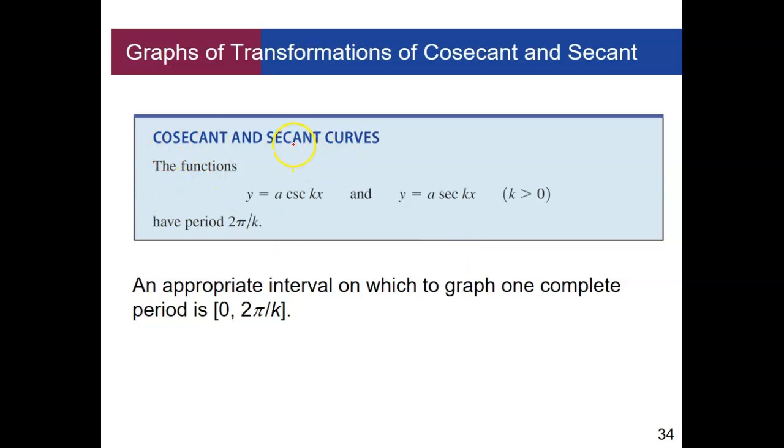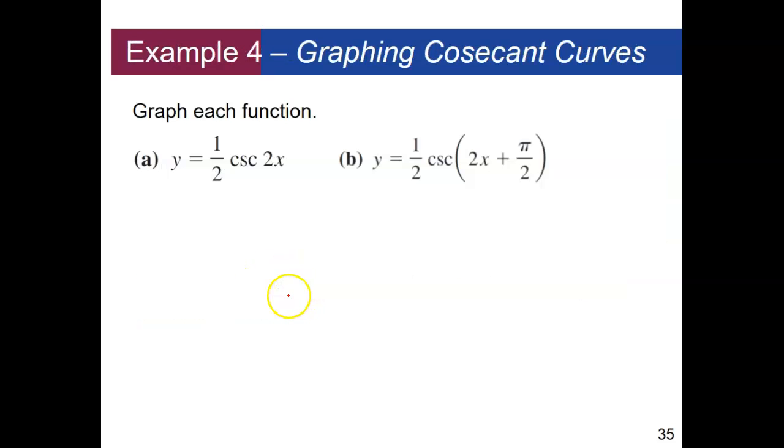Okay, so for cosecant and secant graphs that have a k in those, our interval that we'll look at is 0 to 2 pi over k, and the period would be 2 pi over k. So just on the period, always remember it's whatever its normal period would be and divide it by the k. Okay, so for this one, we've got cosecant. We have a k of 2.